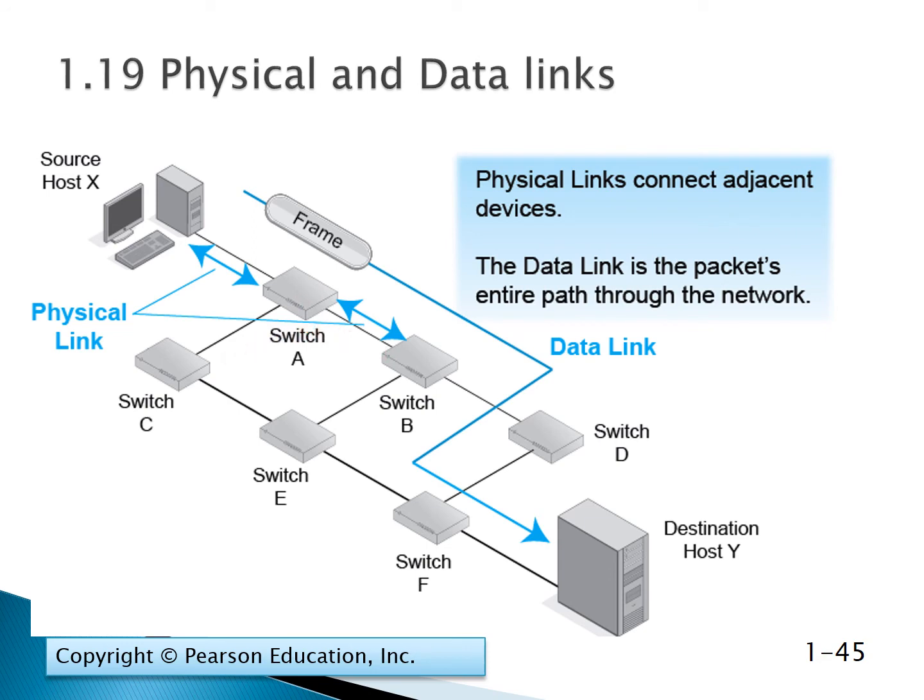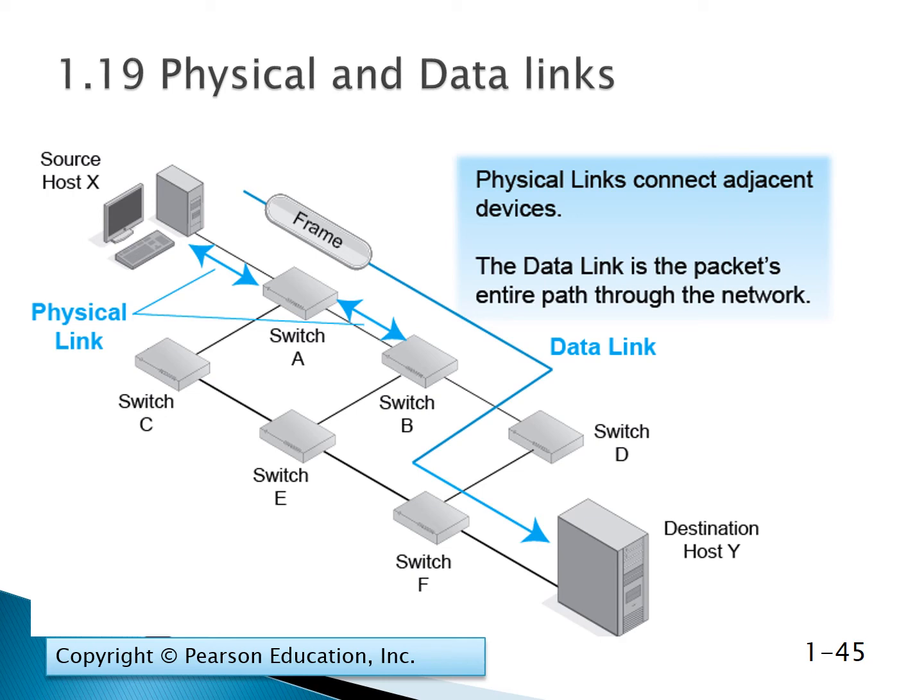In networking terms, when you have a link between two computers, we call it the physical link. So this is one physical link, this is another physical link, and this is another physical link. And then when we are talking about the path between X and Y here, we call it the data link. This is the actual path that will be taken by your message. Then we call it a data link.